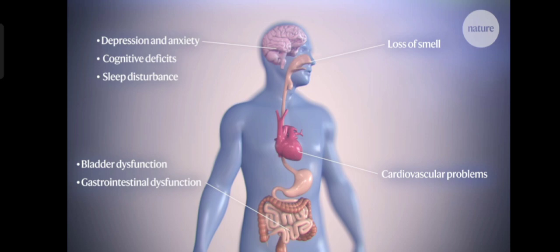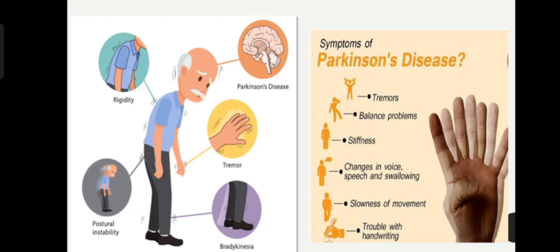The symptoms are depression and anxiety, cognitive deficits, sleep disturbance, bladder dysfunction, gastrointestinal dysfunction, loss of smell, and cardiovascular problems. It is also characterized by rigidity, postural instability, bradykinesia, and tremor. The other symptoms are balance problems, stiffness, changes in voice, speech, and swallowing, slowness of movement, and trouble with handwriting.